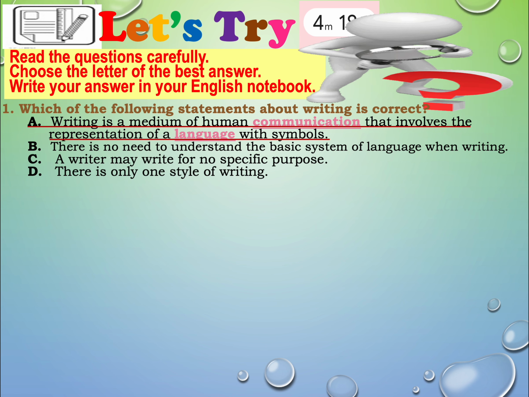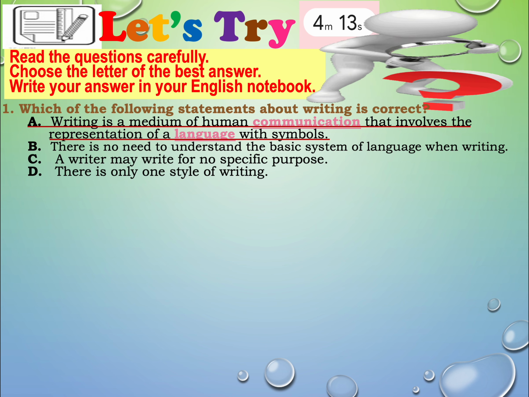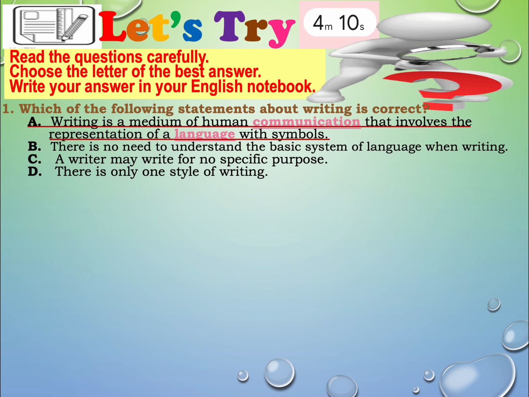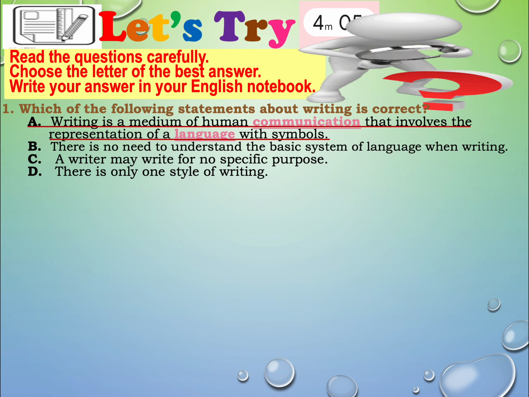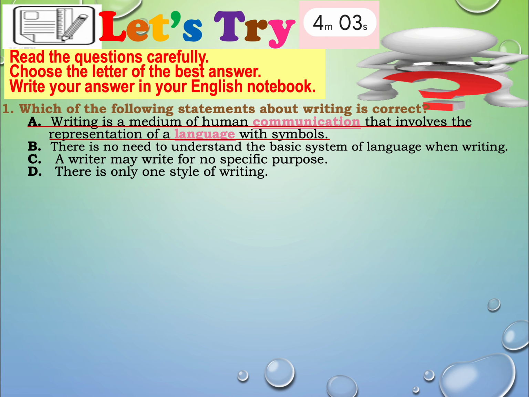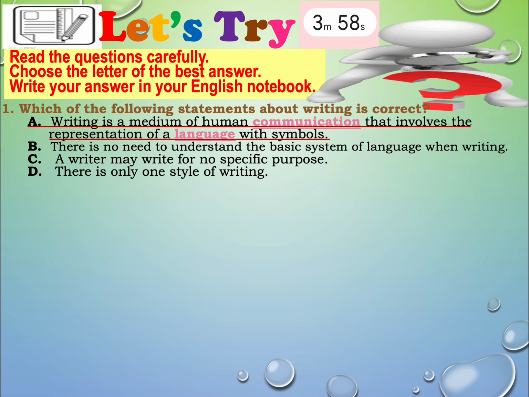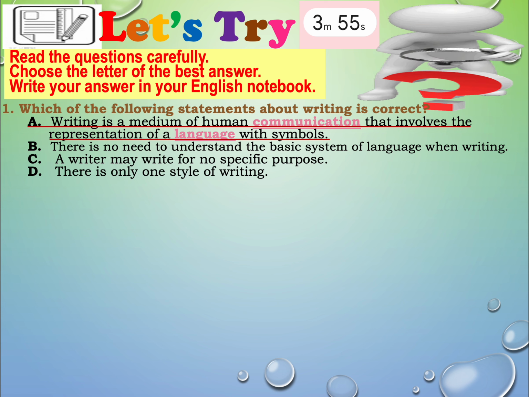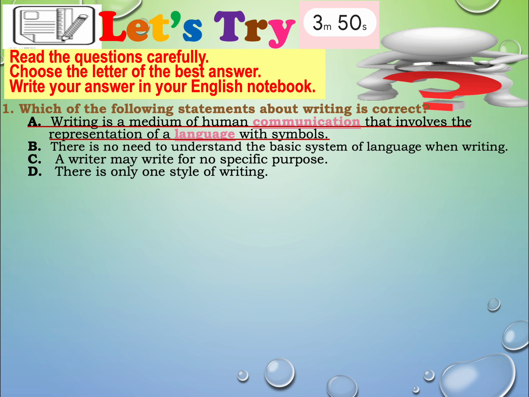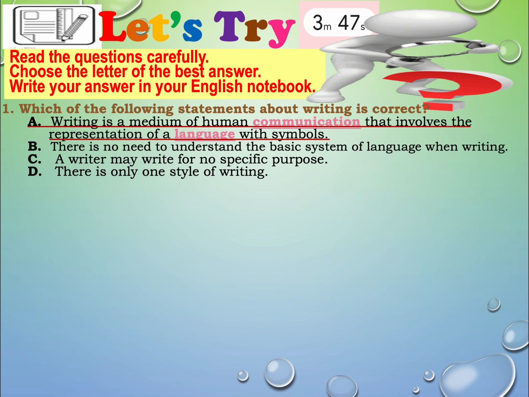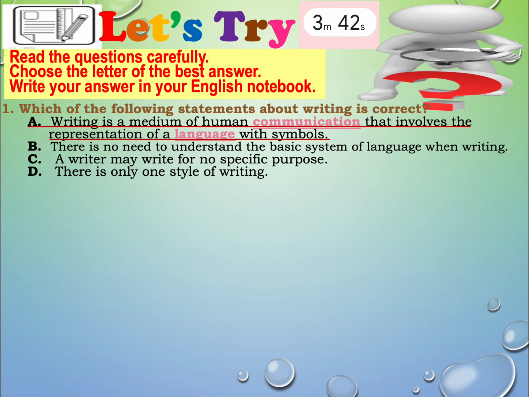letter A. Now, writing is a medium of human communication that involves the representation of language with symbols. No? So, the other 3 in here are actually opposite of what a writing is. Writing needs to be understood and it follows the basic system of language. There is a purpose for every writing activity that we undergo, and there is more than one style of writing.